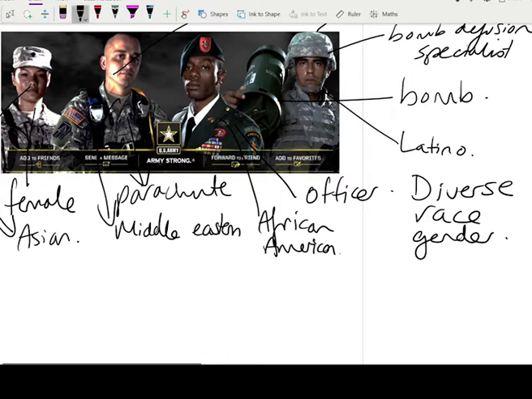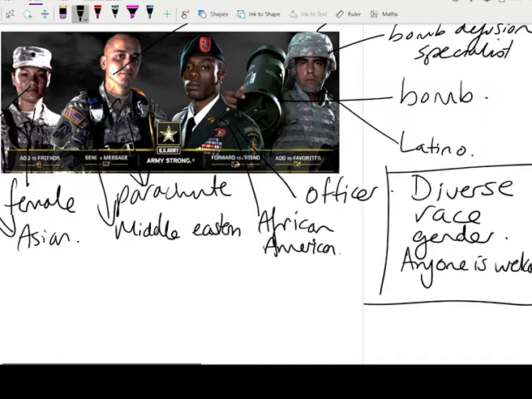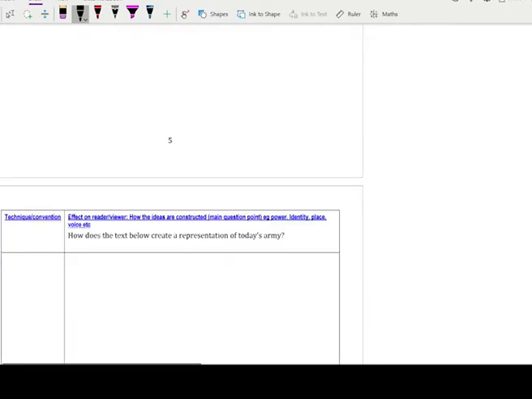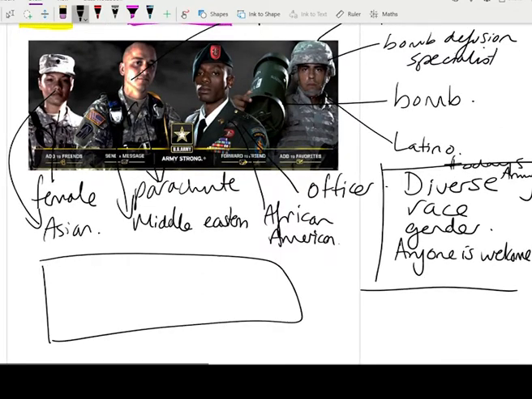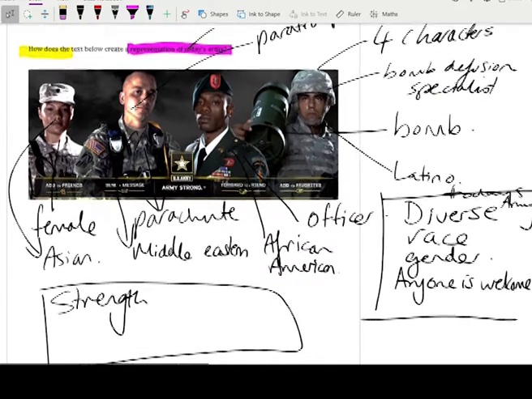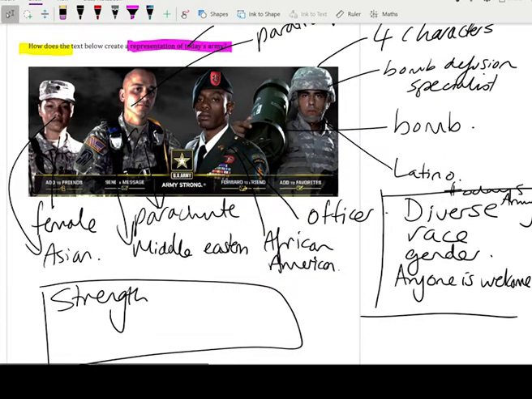It's saying that anyone is welcome. So these are the things that it's saying that's different. What is it saying that is the same? It's saying you have to have strength. So if you look at these people, they've all got direct gazes.